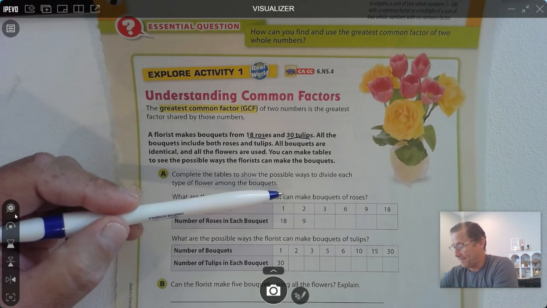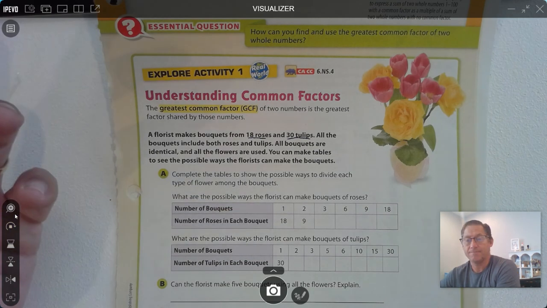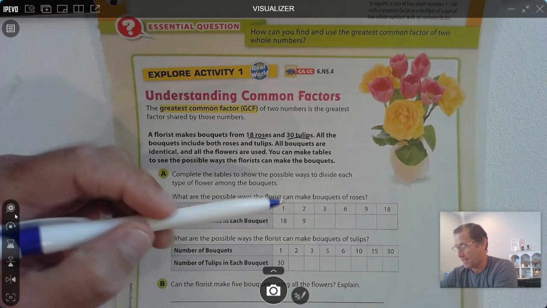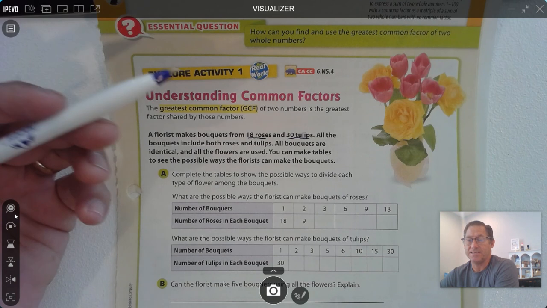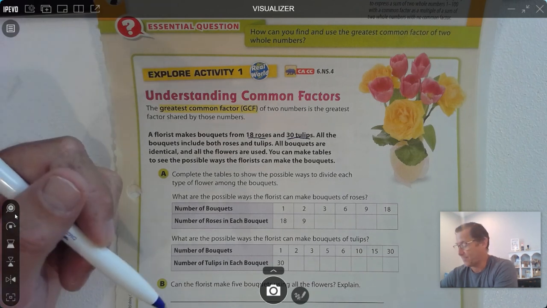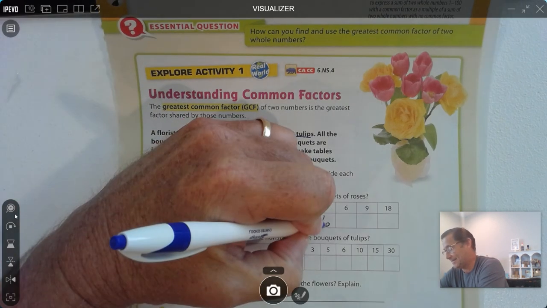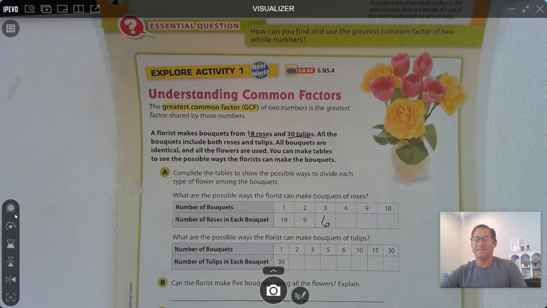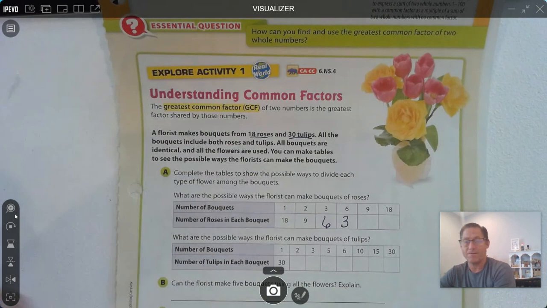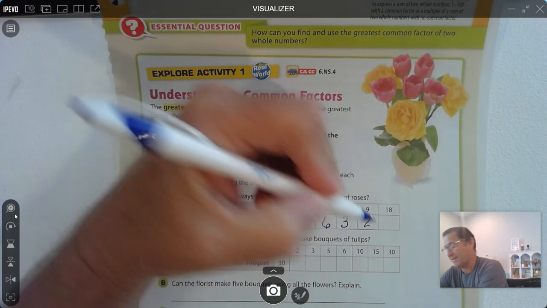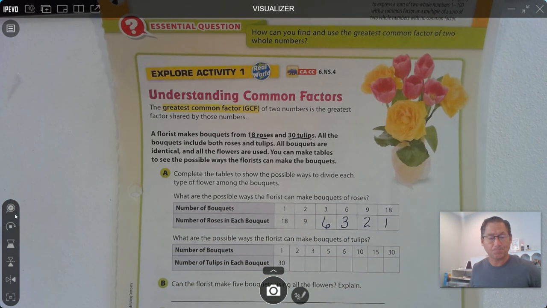If I had one bouquet, there has to be 18 roses in each bouquet, right? Because 1 times 18 is 18. If I had two bouquets, there would be 9 roses in each one. 2 times 9 is 18. If I made 3 bouquets, 3 times what is 18? 6. Okay, if I made 6 bouquets, how many roses would be in each one? 3. If I made 9, there would be 2. And if I made 18 bouquets, there'd be only 1 rose in each bouquet.